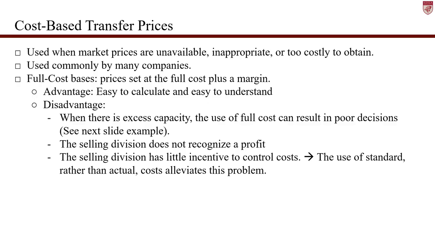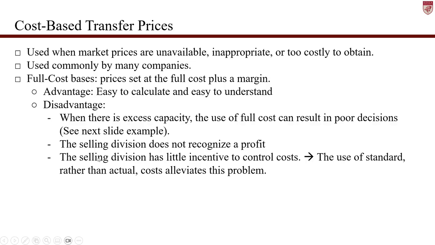But sometimes there are disadvantages. One of them is when there is some excess capacity, meaning there is some capacity left to sell to the purchasing subunit, full cost usage may result in a poor decision. Well, this will be observed from our next slide example. So please hold on for a minute. Second, let's say if there's no margin or the margin itself is so small, then selling division may not recognize much profit out of it. So they don't have much incentive to engage in transfer prices if it's based on full cost.